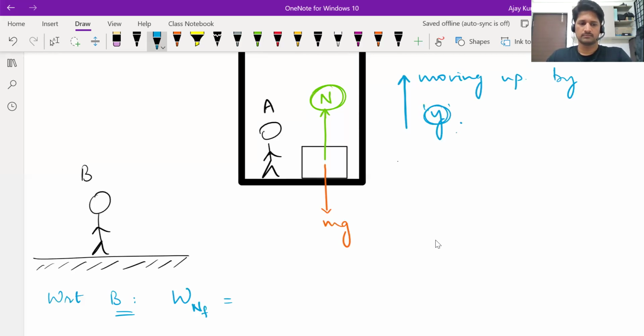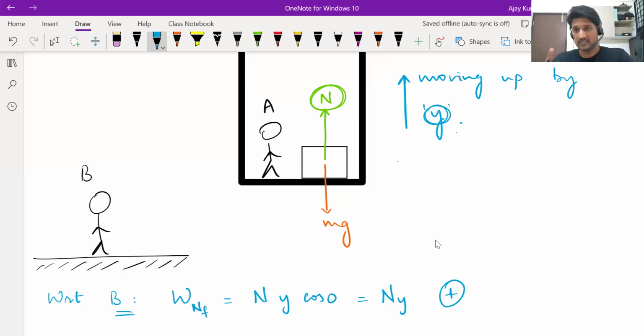N into y, sir. Okay, F s cos theta. We assume the normal force to be constant. Then we are using F dot s, F s cos theta. So the force is normal force N, displacement is y, angle between them is 0. So it simply becomes N y, which is a positive work. Makes sense. Let it be.